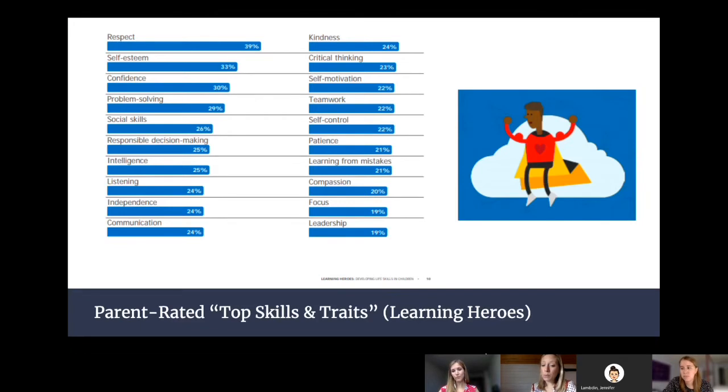While both home and school have a role, home is the center for teaching life skills. It's commonly said that parents are their child's first teacher. So this graphic shows what parents rate as some of the most important life skills that they feel their children need. As you can see, respect is the most highly rated, followed by self-esteem and self-confidence, and then so forth from there.